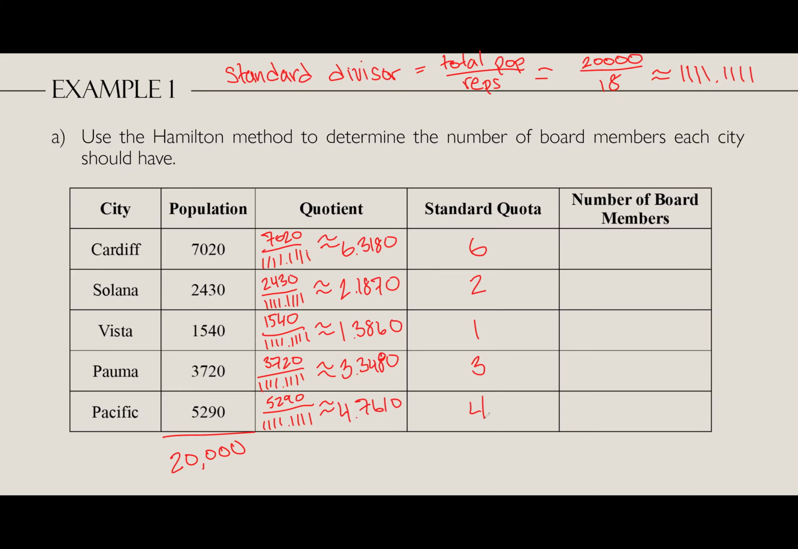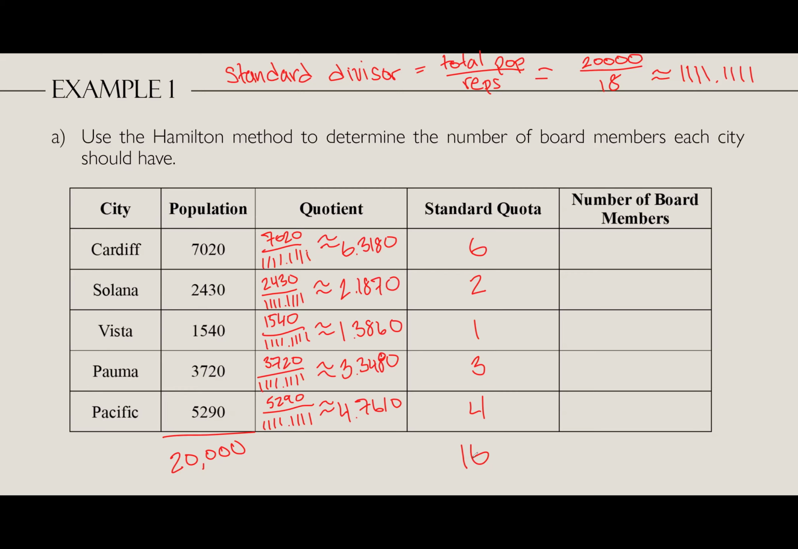So let's count how many representatives we have. We have 6 plus 2 plus 1 plus 3 plus 4. I've got 16 seats taken. I have an issue. We needed 18 representatives, but I've only got 16 accounted for. Therefore, we have to look into our last step.